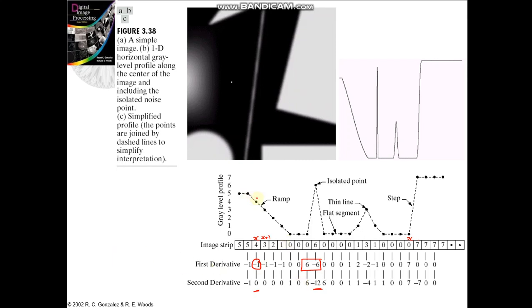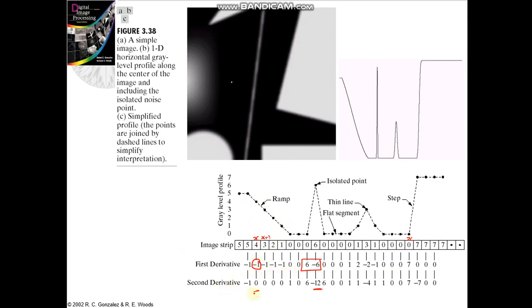So see this point. We have a ramp, we have an isolated point, we have a constant slope. The first order derivative must be 0 in areas of constant intensity. It is non-zero at the onset of an intensity step or ramp, that is, at the start of a step function or a ramp. Then we have some more properties. The first order derivative is non-zero along a ramp.